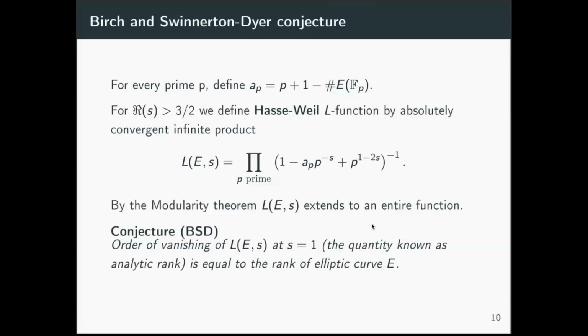So almost nothing, or not much, is known about this conjecture. It is known that if the analytic rank is 0 or 1, then the algebraic rank is also equal to 0 or 1.